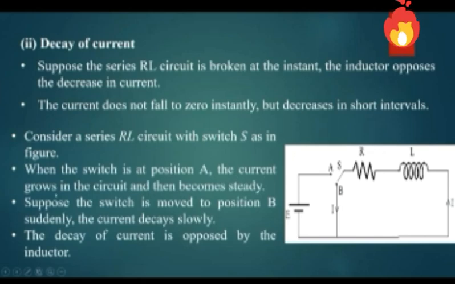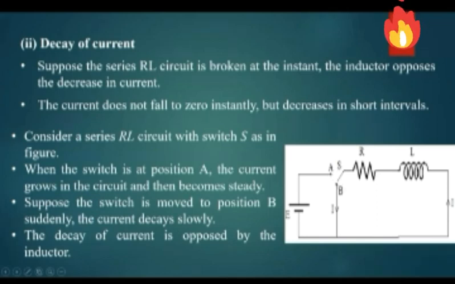So when the switch is at position A, current grows in the circuit and then becomes steady when the battery is connected. The current in the circuit increases and becomes maximum, I naught, the maximum steady current flowing through the circuit. When the battery is connected, suppose the switch is moved to position B. Suddenly, suppose the battery is disconnected.